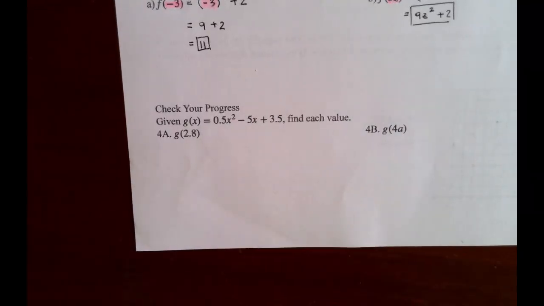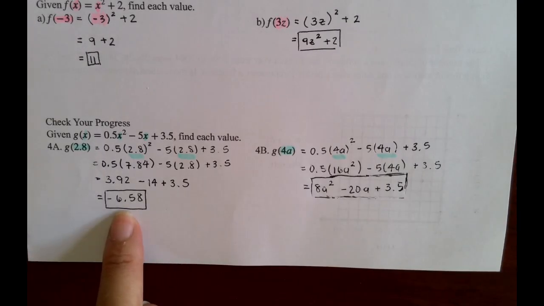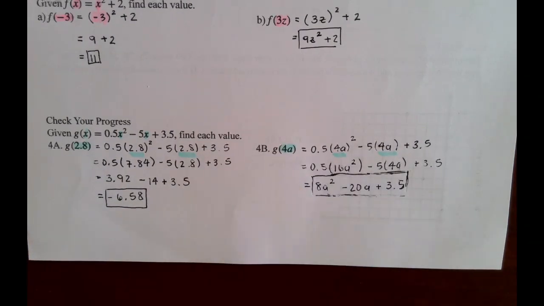Okay, so why don't you try 4a and 4b by yourself, and then come check your answer. You should have gotten negative 6.5 for 4a and 8a squared minus 20a plus 3.5. If you got that, you're good to go, ready to start on homework. If not, here's the explanation.